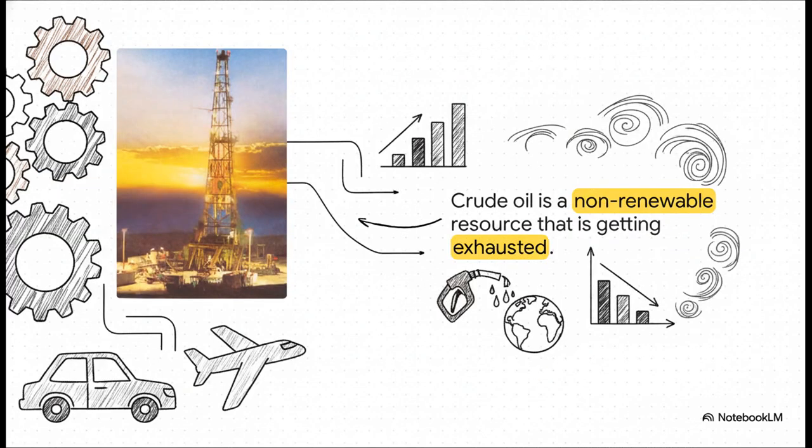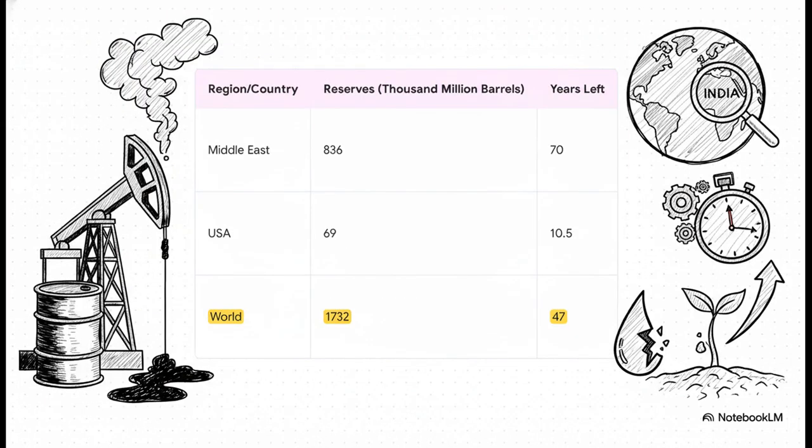Now, let's look at a non-renewable resource, crude oil. Our development depends so much on it. Think about the cars, buses, and trains. They all need fuel. But the problem is, crude oil will not last forever. This table should make us all think. It shows the world's crude oil reserves. If you look at the last row, at the current rate we are using oil, the world's reserves will last for less than 50 years. That is not a very long time, is it? It means we urgently need to find other sources of energy, or our development will come to a halt.